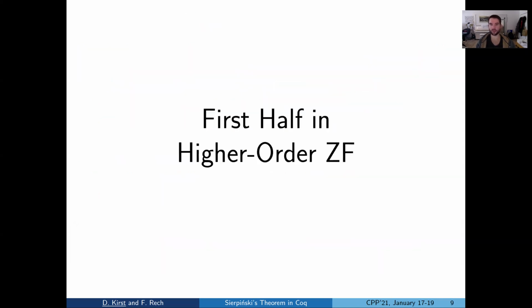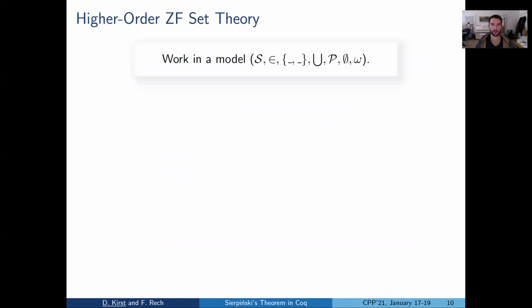Okay, so now in the rest of the talk, I want to explain to you the proof of Sierpinski's theorem more formally, and I will do the first half in higher order set theory and the second half in the type theoretic setting. So let's start with higher order set theory. Again, as mentioned before, we work in a model providing the necessary structure. And on this model, we impose the axioms of higher order set theory.